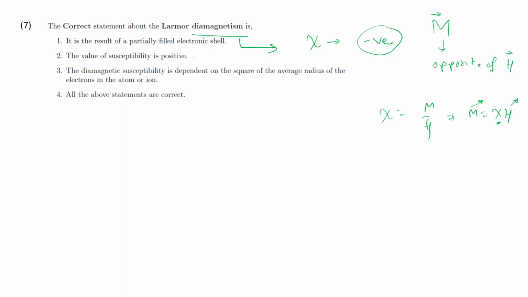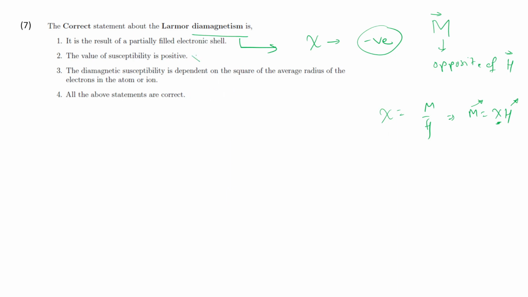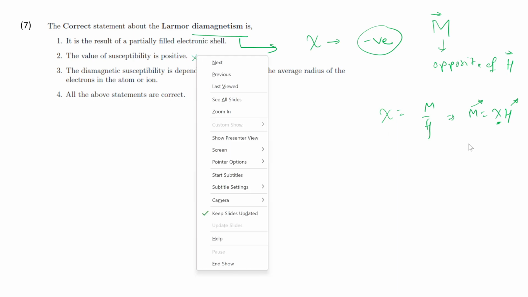So this statement, the value of susceptibility is positive, is wrong. Okay, it has to be negative.